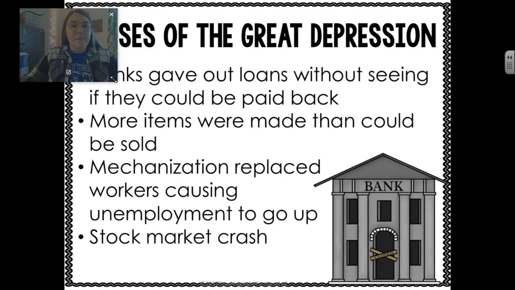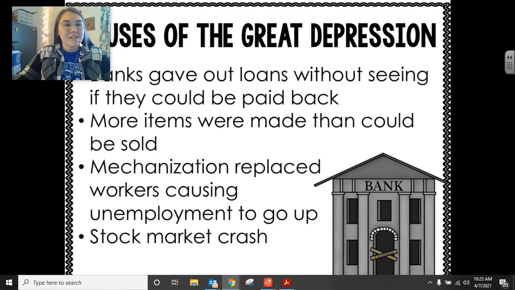So we're going to learn today about the Great Depression. What was the Great Depression and what caused it? Banks actually gave out loans, and a loan is money that the bank gives you that you pay back over a period of time. That's how a lot of people buy their houses. That's how I just recently bought my house. I got a loan from a bank, and they gave me money that I didn't have, and I'm going to pay them out over the next 30 years to give them their money back.